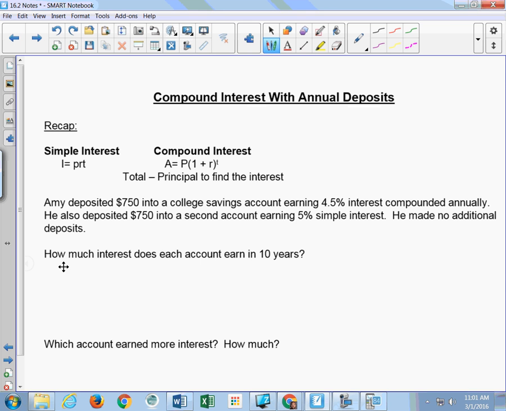All right, I'm going to start with simple. The simple one, I equals PRT. So our principal in that one is $750 times our rate of 5%. You notice they are different. 0.05. The time is 10 years. So times 10. Plug that into your calculator and tell me what you get.